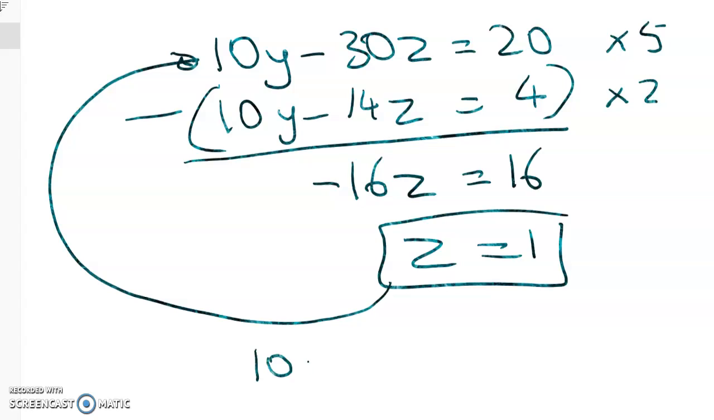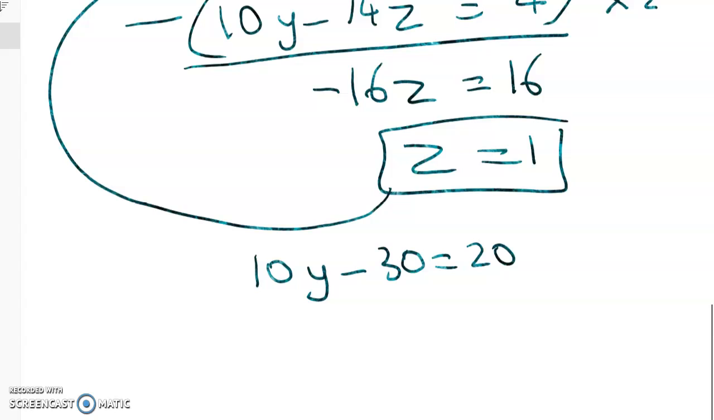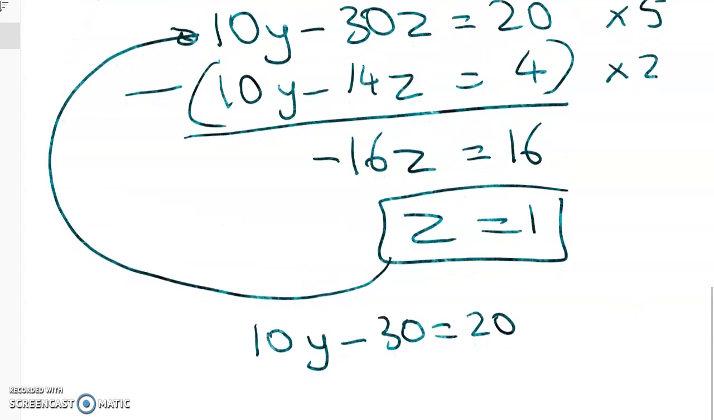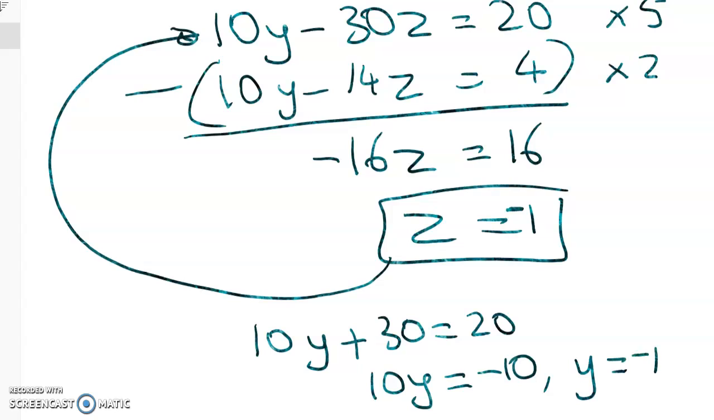So 10y - 30 = 20. That gives me not what I want. What have I done? z is equal to negative 1, not 1. That's better. 10y + 30 = 20. So 10y is -10, and y is equal to -1.